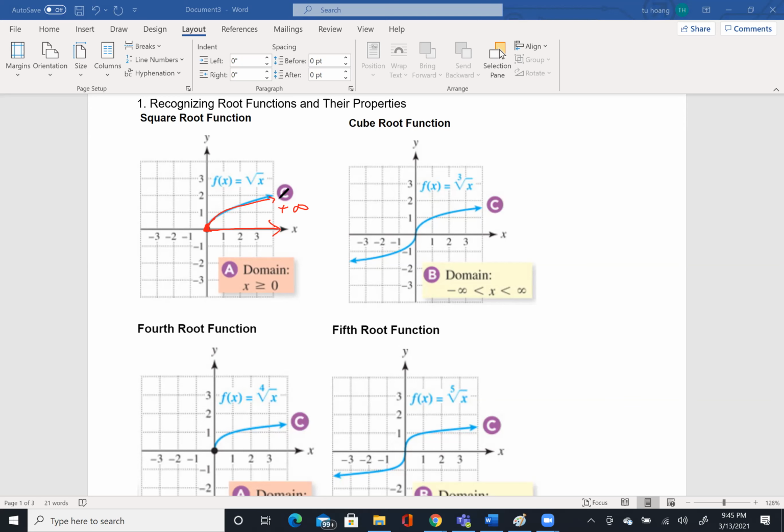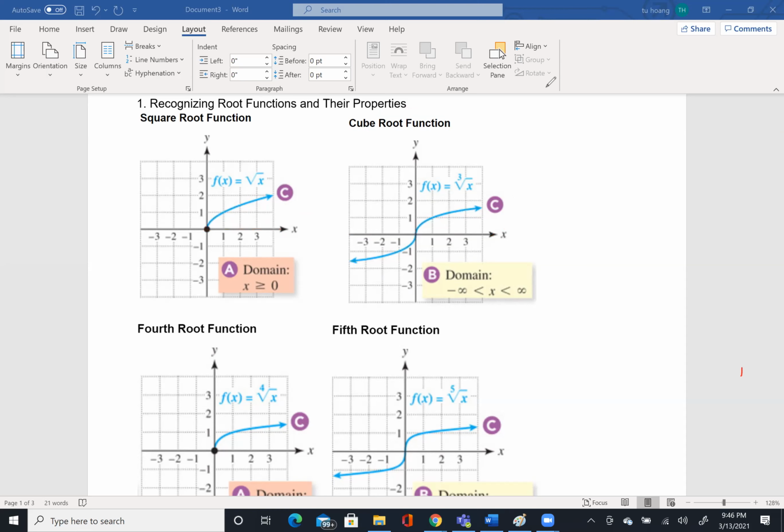For the next one, in the right hand side here, there is the cube root function. So the graph comes from the left to the right. The domain is from negative infinity to positive infinity. There's no hole, no gap, no jumping at all. All right.